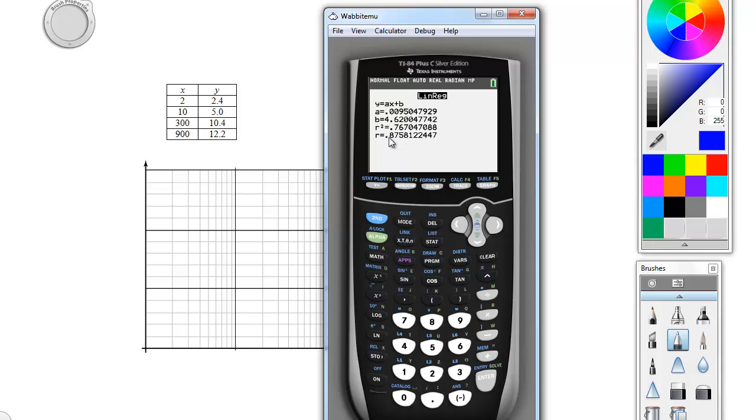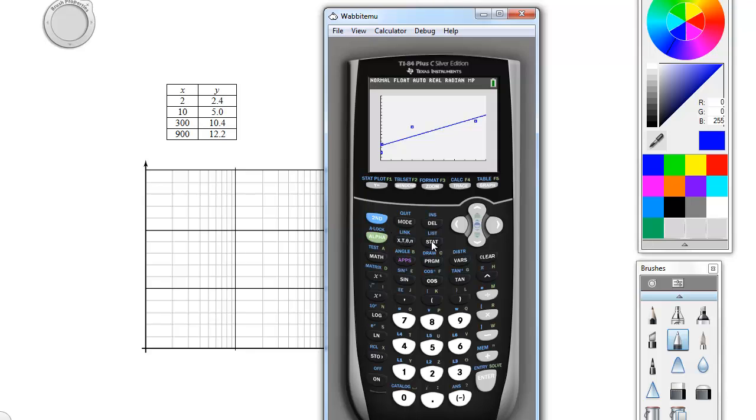So this R value of 0.87 means that the data is not a very good fit. The closer this number is to 1, it means that your function fits the data better. So when you graph that, you can see that a line is not a great fit for this data. That's the line of best fit, but that's not a very good fit.